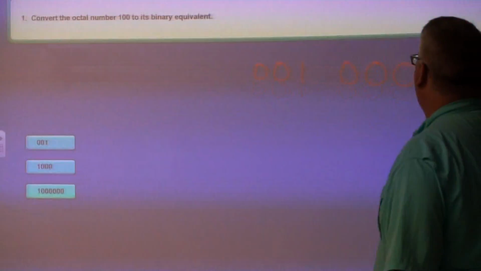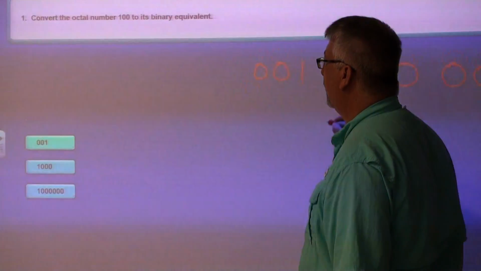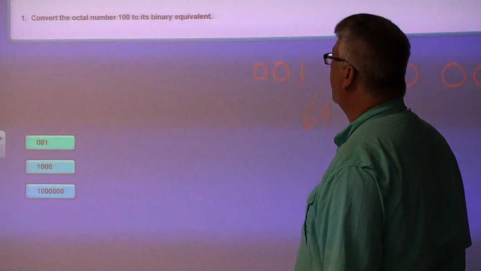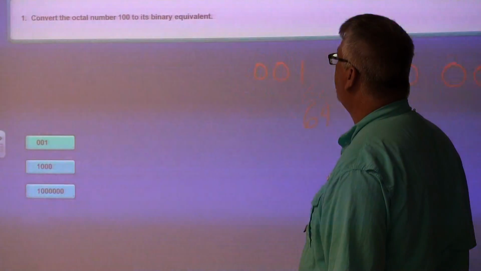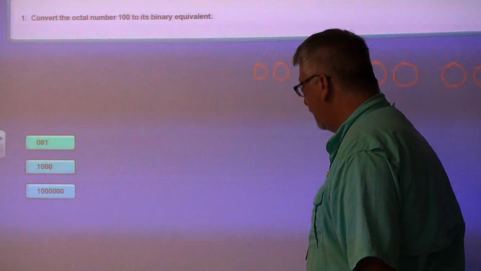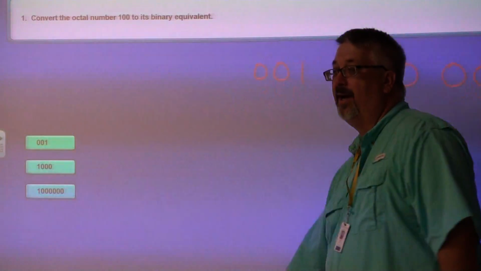1, 2, 4, 8, 16, 32, 64. Actually, I just converted it to binary. I'm going to decimal now. So sorry about that. I tried to make it trickier than it was. So the answer is what? C, right?